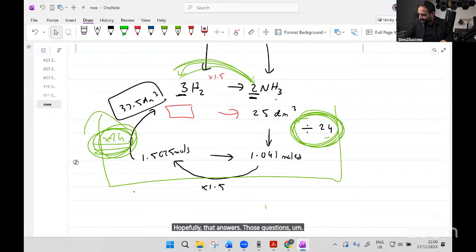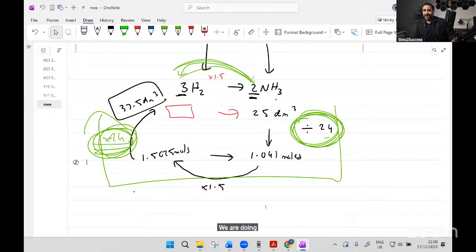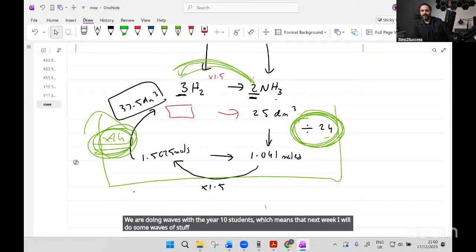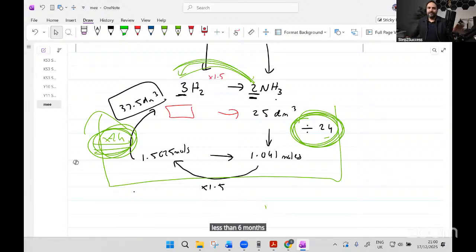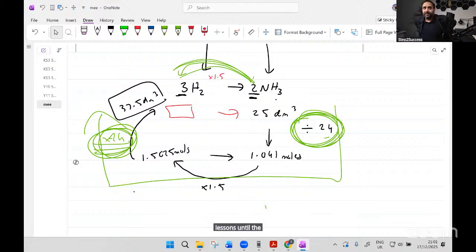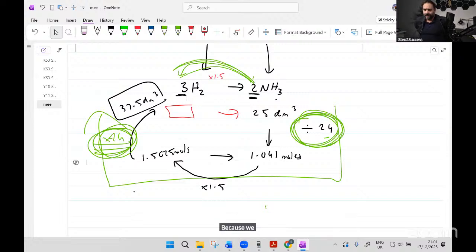It is 9 o'clock. So yes, we are doing a bit more electromagnetism next week. And also, just so you know, for those of you in year 11, we are doing waves with the year 10 students, which means that next week I will do some waves stuff. All of this is relevant for you because you have exams in less than 6 months. So all of those topics are still relevant, whilst we might not do it in the lessons until the end. If you come to these sessions, you will still do a little bit of recap of things like electromagnetic waves and stuff, because we will be doing some of it next week.